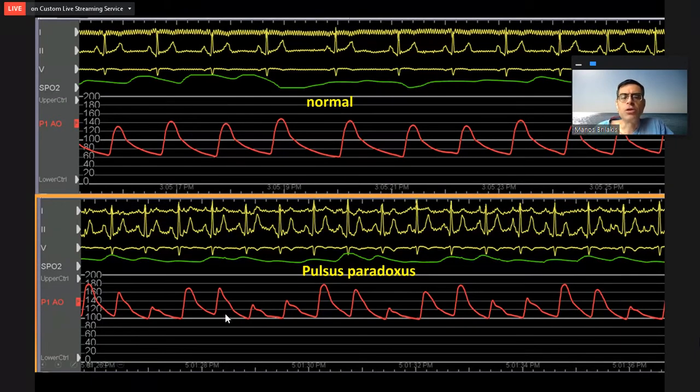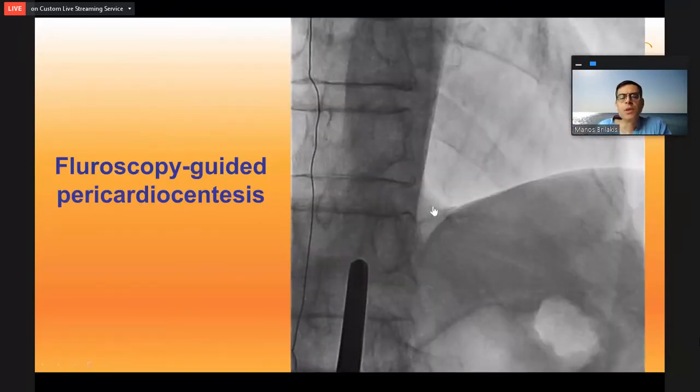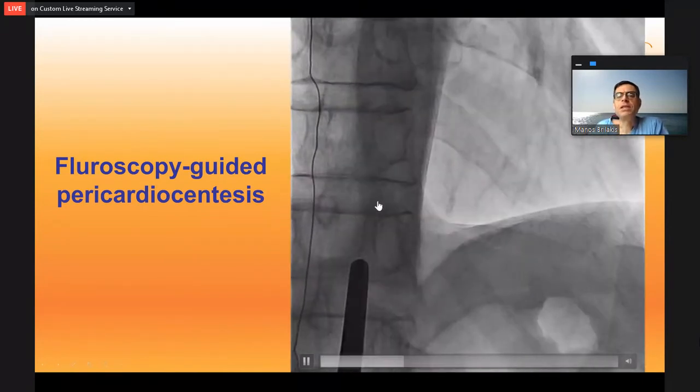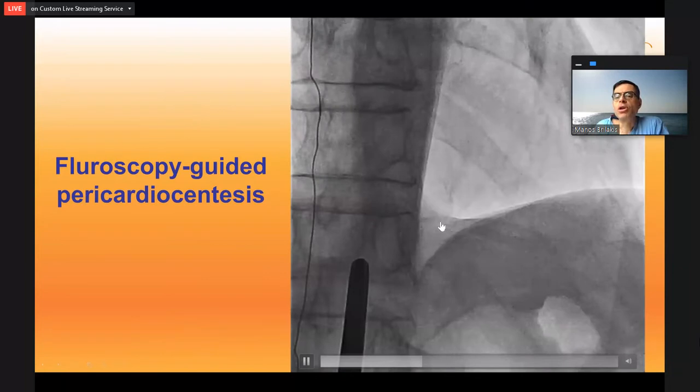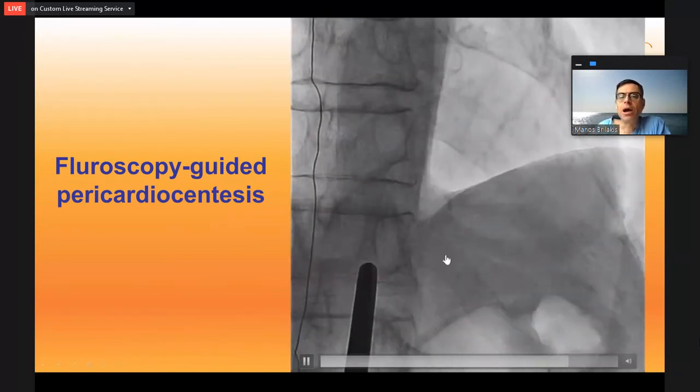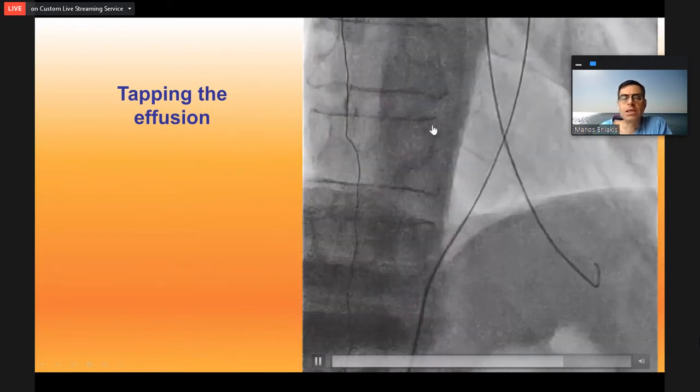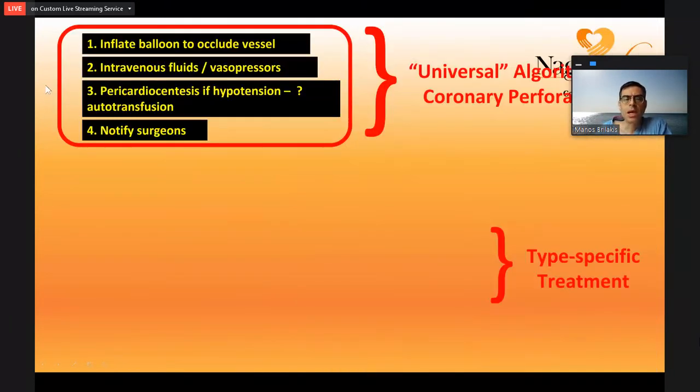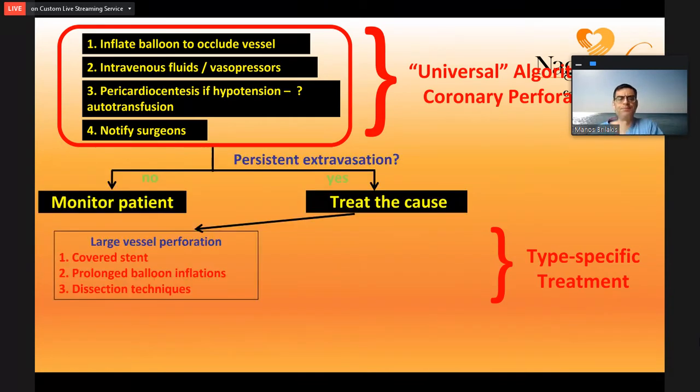This is an example of pulsus paradoxus that can happen. Of course, the difference in pressure with inspiration does not only happen with tamponade, but even with deep breathing. But this is an example of the patient with tamponade after perforation. And then pericardiocentesis can actually be facilitated because if you have PCI, you have contrast, contrast may actually go into the pericardial space, and now you have a target for your needle to get in and advance a drainage catheter. Lastly, we do call the surgeons. They are not needed in the vast majority of patients, but if they're needed, it's good to have the heads up early so they can prepare the cath lab if something is needed.